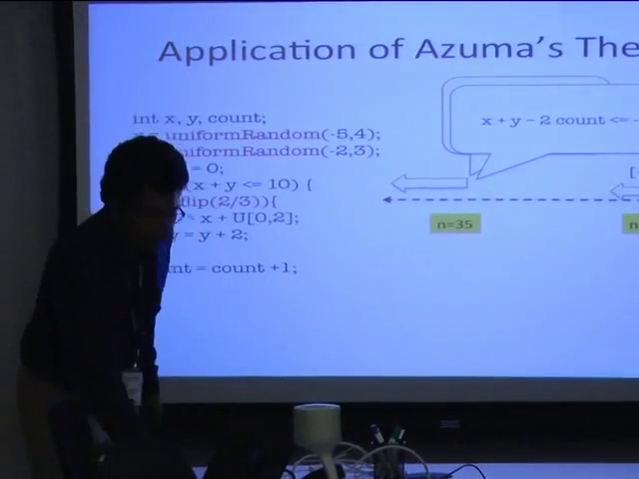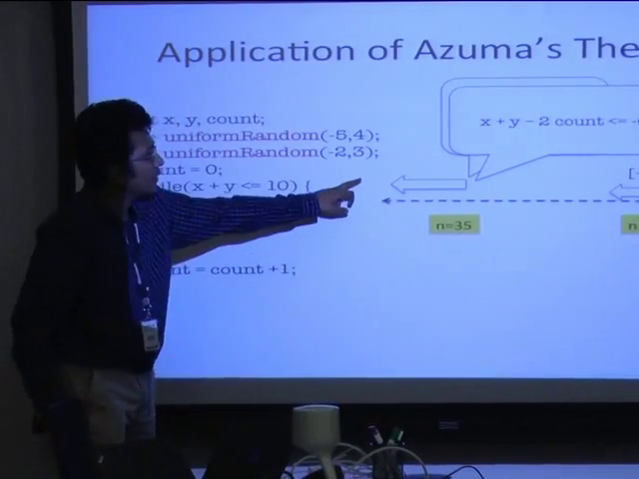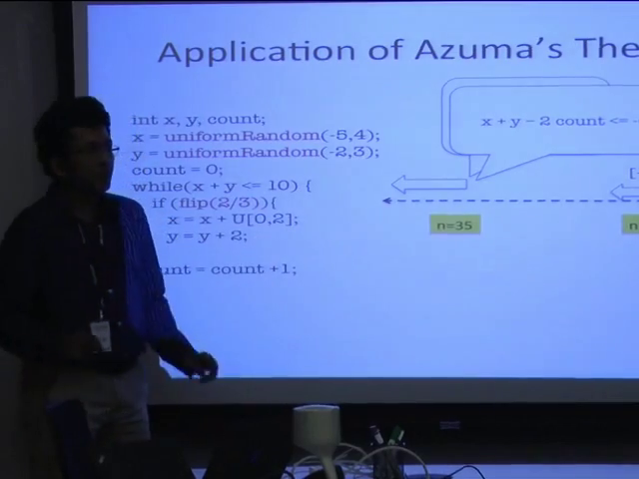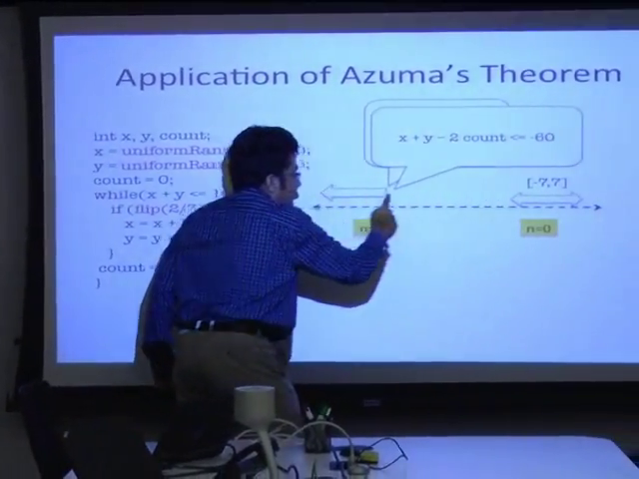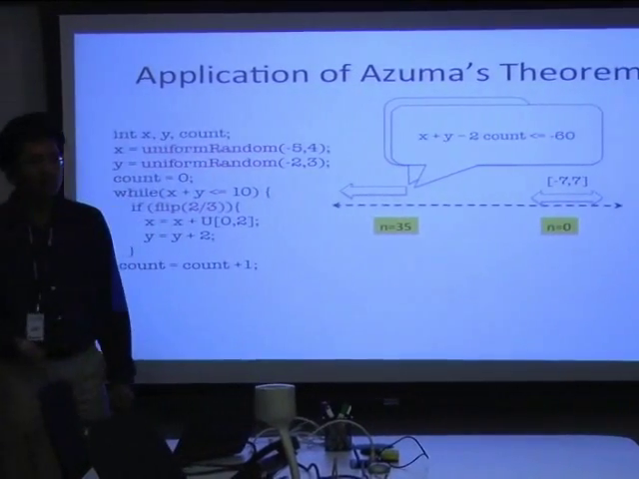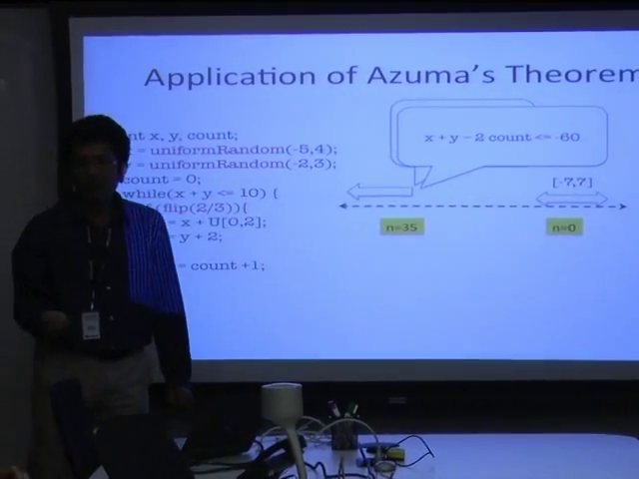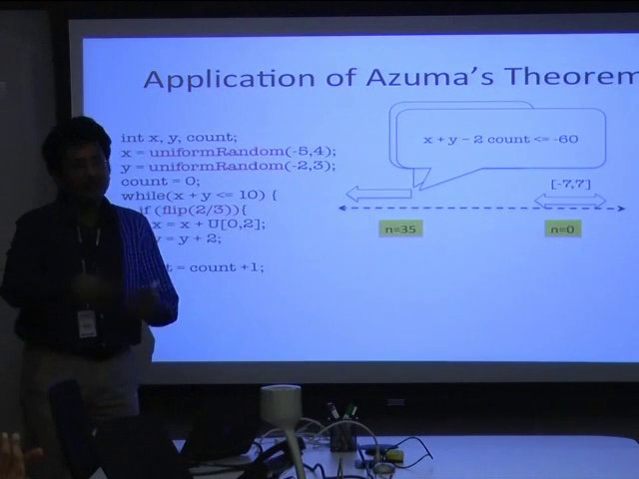Okay. So therefore, to estimate the probability using Azuma's theorem, what I have to show is in the best case, the martingale starts from this step, minus 7, and goes to minus 60 in 35 steps. If I know the probability of that, that's an upper bound.